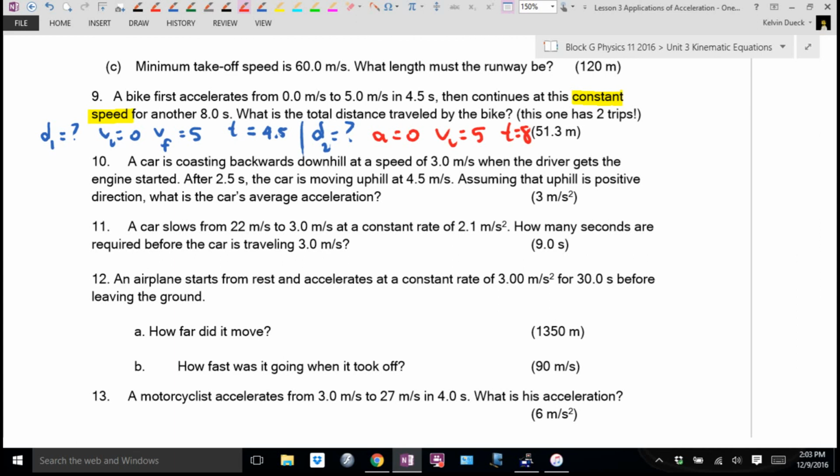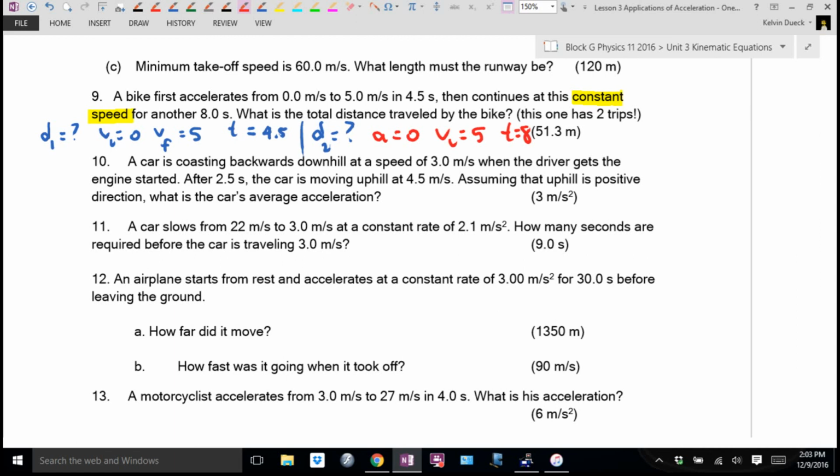D equals VI T. Do you know VI? Do you know T? In fact, I can do the second trip in my head. 40. So it's going to be 40 plus whatever that is, and I'll bet you this works out to somewhere around 11.3, because that's how I got the 51.3. Just a guess. Is that okay? Yeah. Yep. Any others? Yeah.